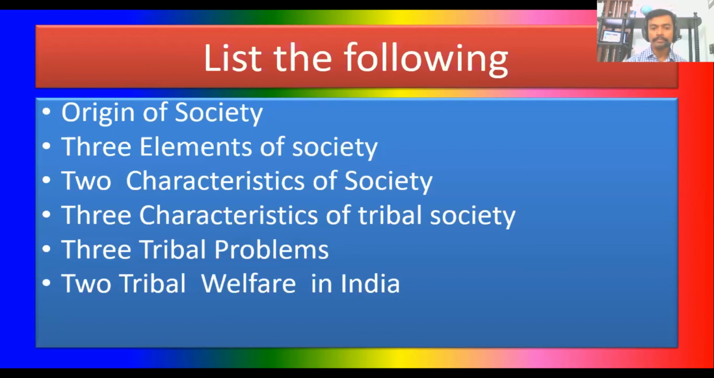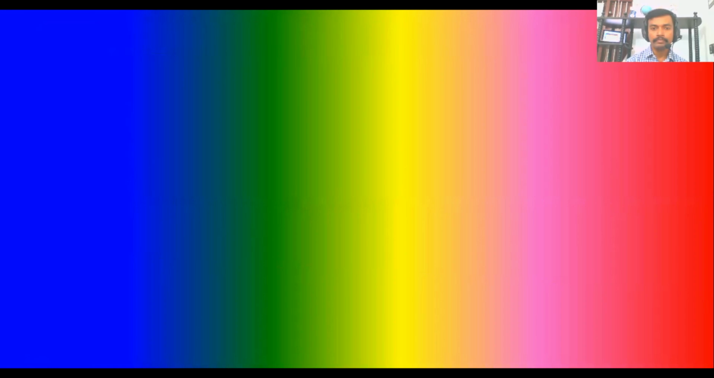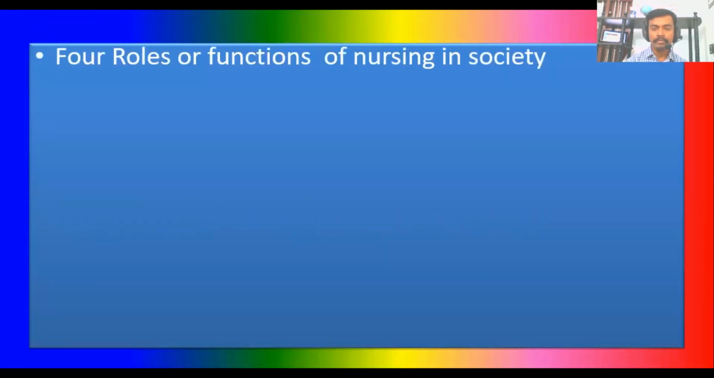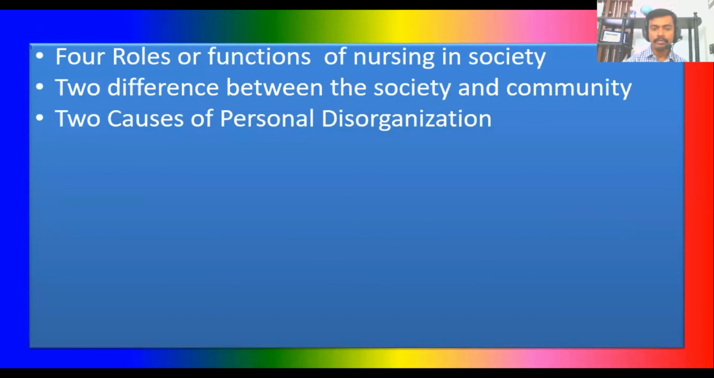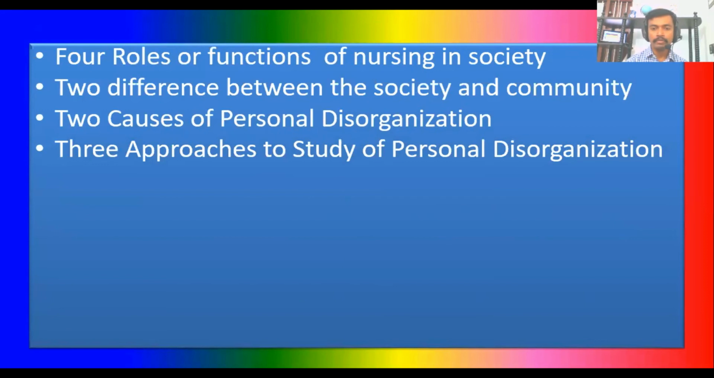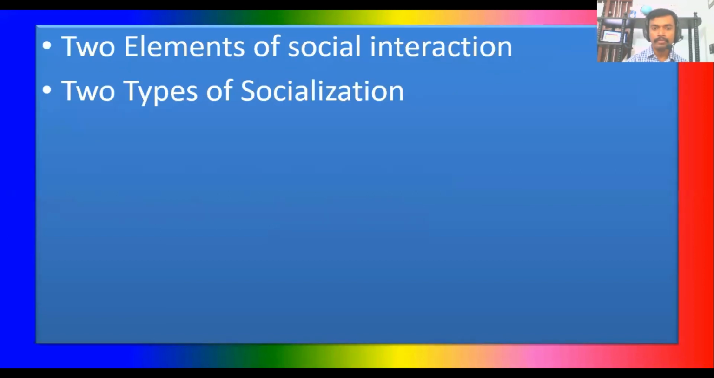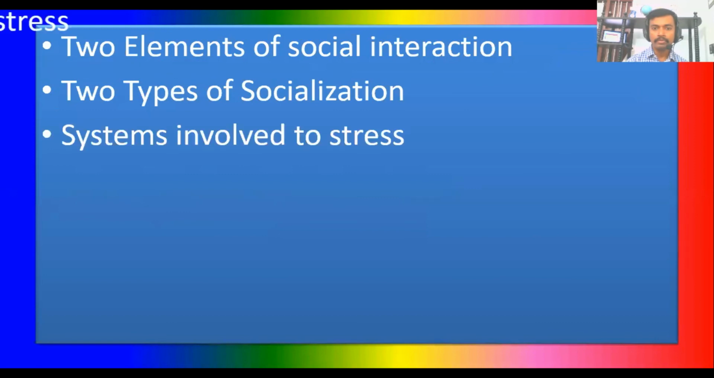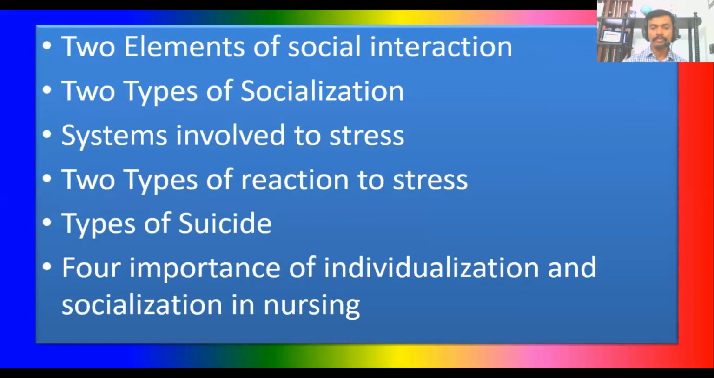tribal welfare, features of agrarian society, role or functions of nurses in society, difference between society and community, causes of personal disorganization, approaches to study of personal disorganization, characteristics of socialization, importance of socialization, factors of socialization process, theories of socialization, and agencies of socialization, elements of social interaction, types of socialization, system involved in distress, types of reaction to stress, types of suicide, importance of individualization and socialization in nursing.